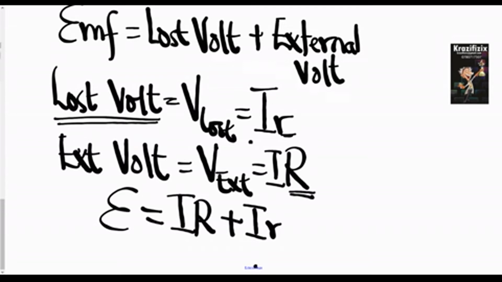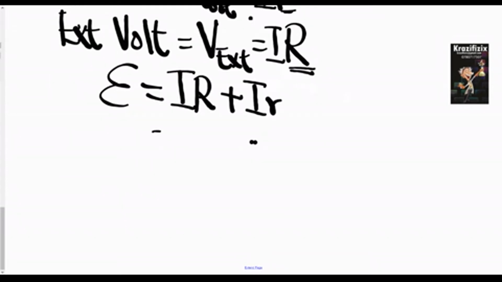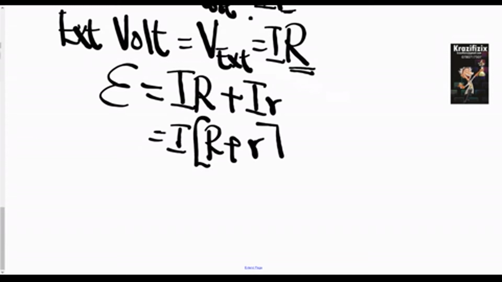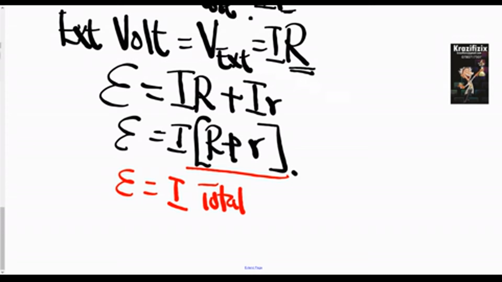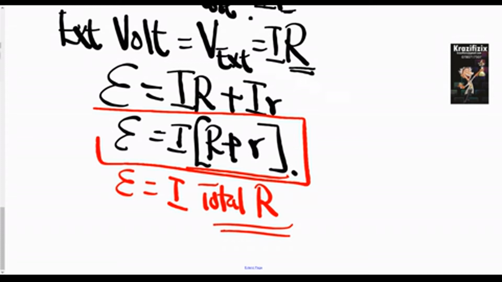All right. Now if we do simple mathematics, what does that mean? I(R plus r). Now, if you notice here, this is still our voltage, this is I, and this is the total resistance, both internal and external. This is what we deal with all the time. Very nice. I want us to try, and let's check on an animation to help see if we can get these values. All right, let's try our animation.